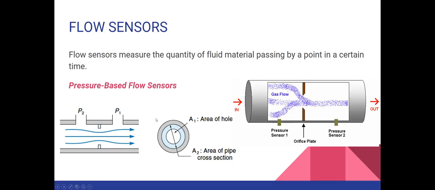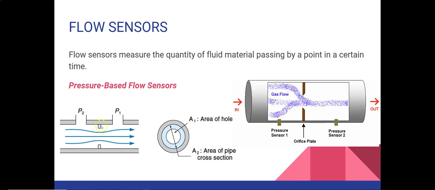Flow sensors measure the quantity of fluid material passing by a point in a certain time. The material which passes can be liquid or gas. Now, let's see pressure-based flow sensors.